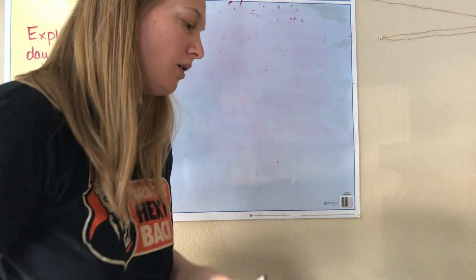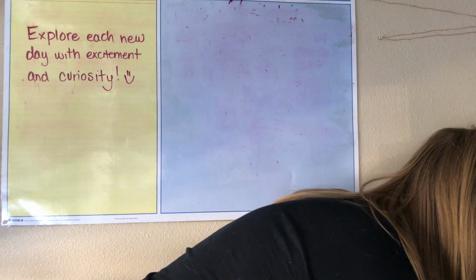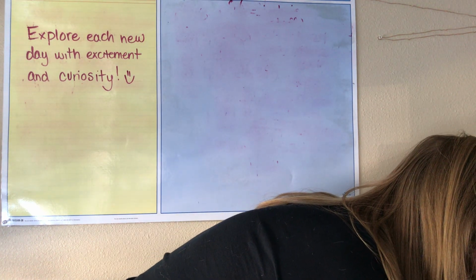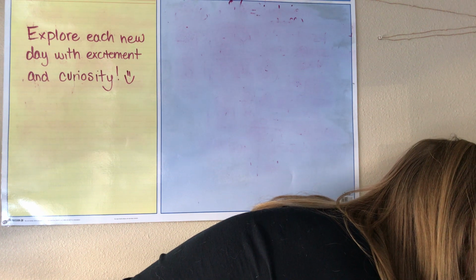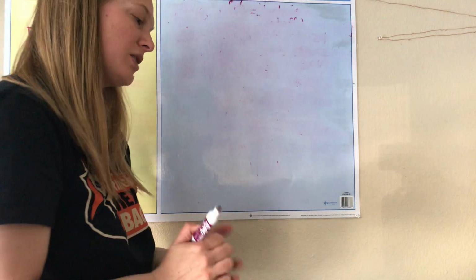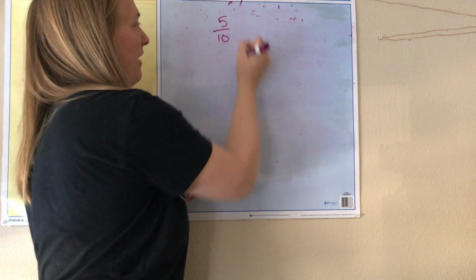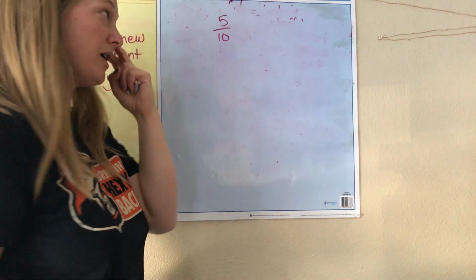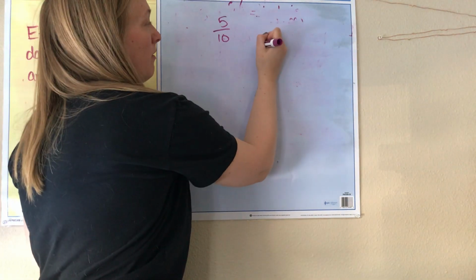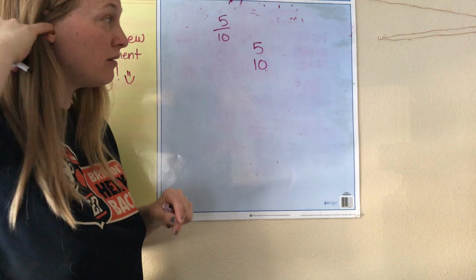Good enough. Okay, so for our lesson today, okay, so for our second question, I'm now in question number 2 that I do. Can we reduce 5/10? 5/10. The way that we're going to figure this out is we are going to find if there is a GCF of 5 and 10.